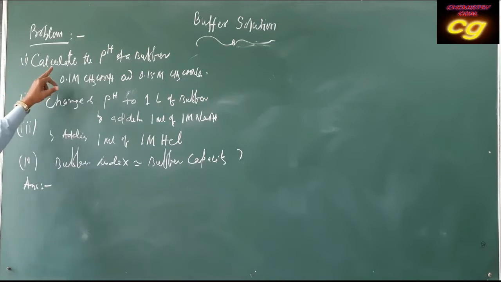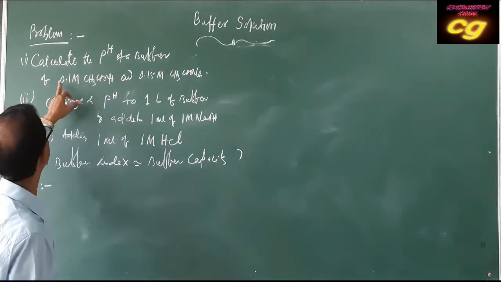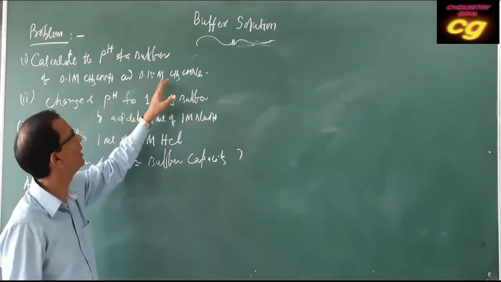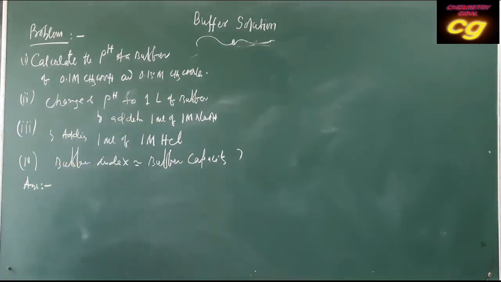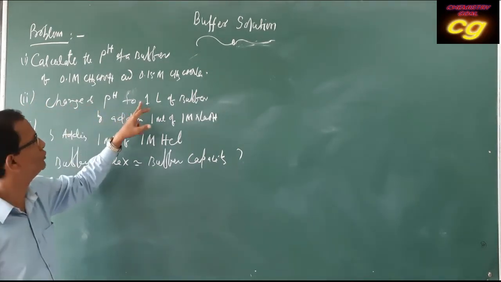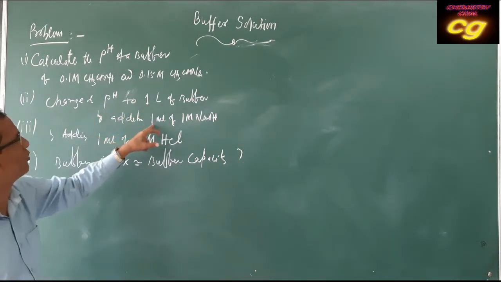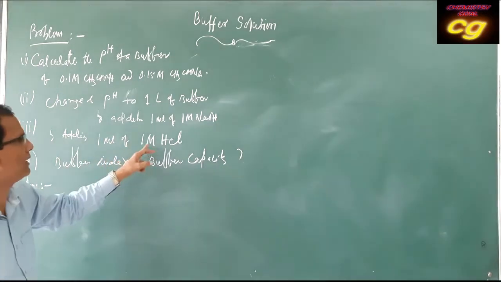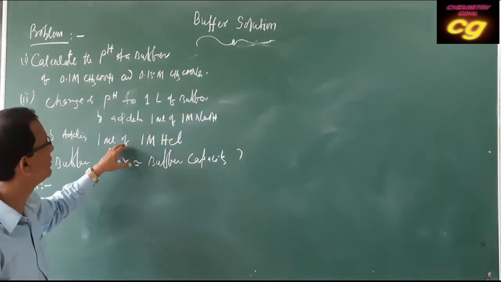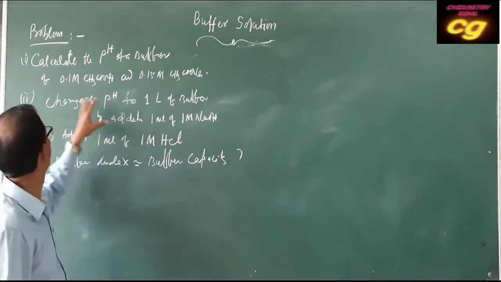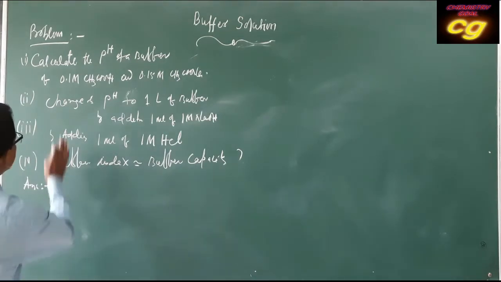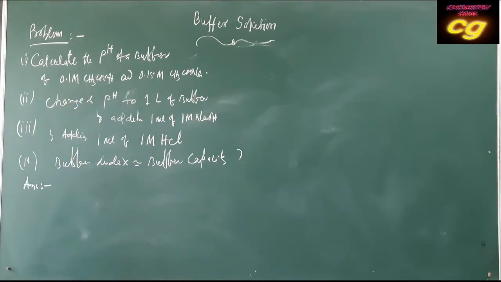The question is: calculate the pH of the buffer containing 0.1 M acetic acid and 0.15 M sodium acetate. We will also calculate the change in pH of 1 liter of buffer by adding 1 ml of 1 M NaOH and by adding 1 ml of 1 M HCl. When HCl is added, and when NaOH is added, how much will the pH change? We will calculate. First, let us calculate the pH of the buffer.